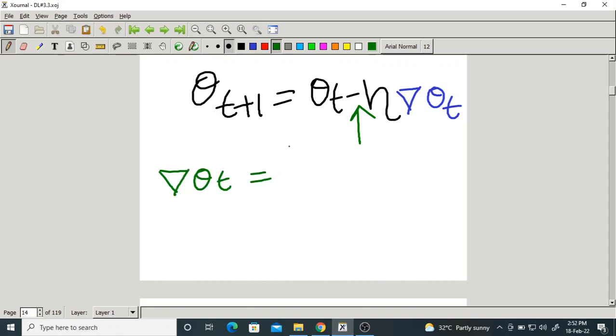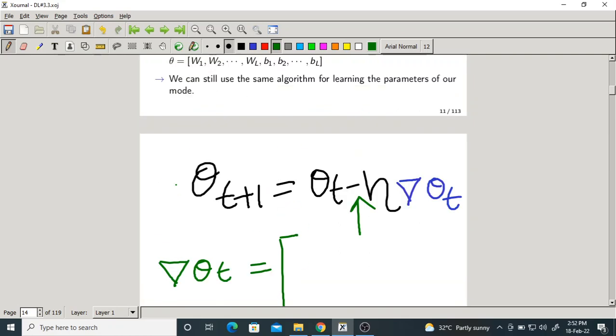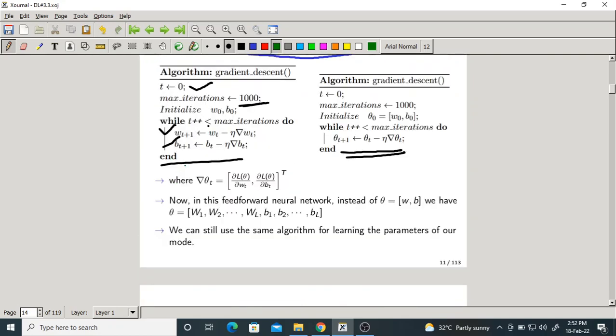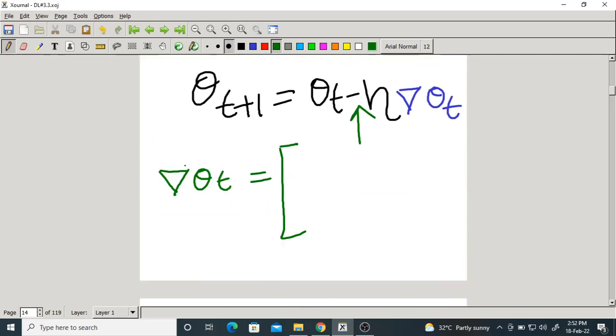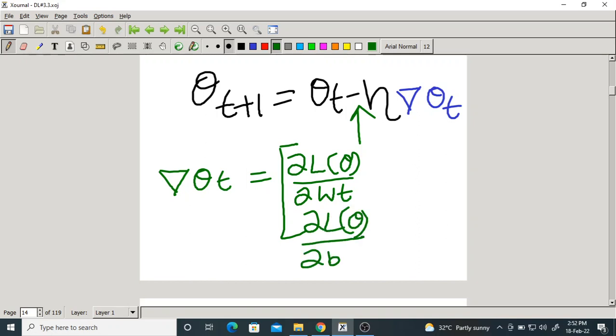So it is simply the partial derivative. Theta of t here has two parameters. What are they? W and b. So at a particular iteration, what do you write? The gradient is dou L of theta by dou w t, and one more thing is dou L of theta by dou b t. Okay. Now, this is how we find the gradient of theta of t.